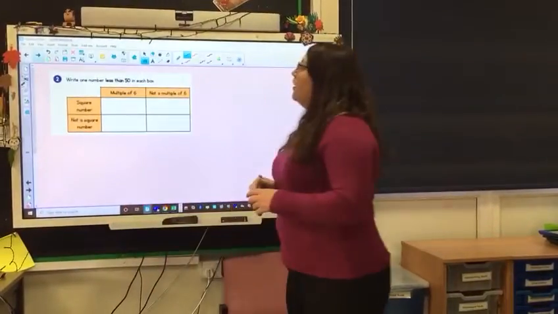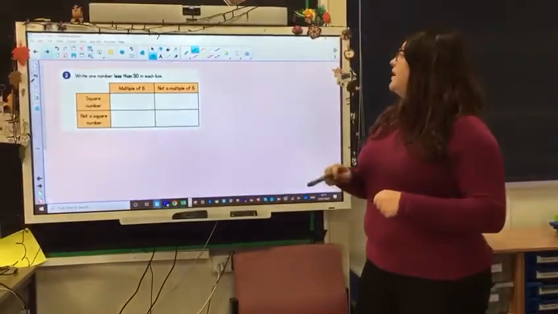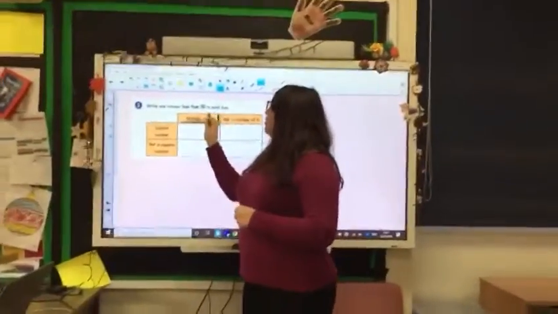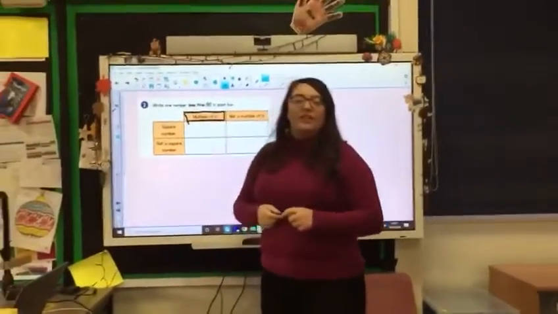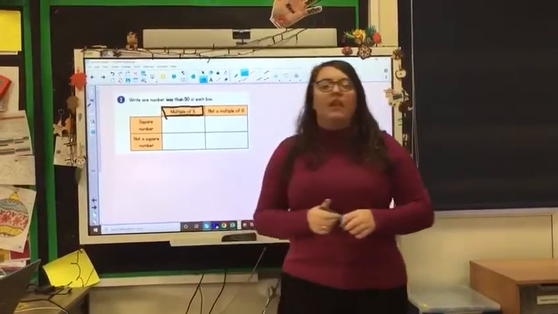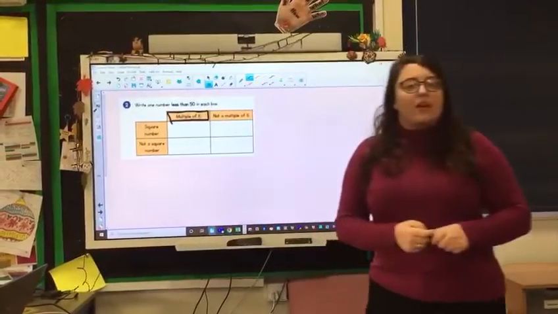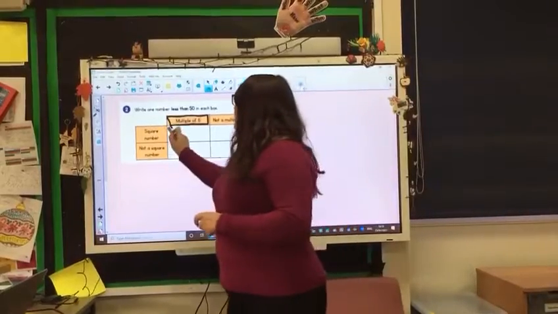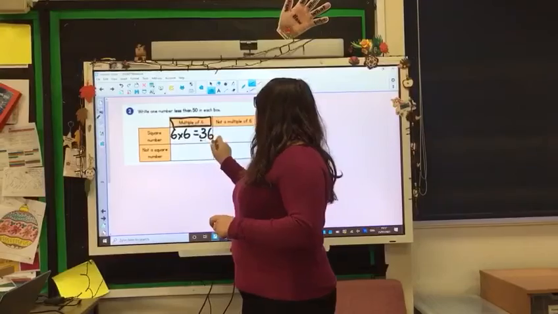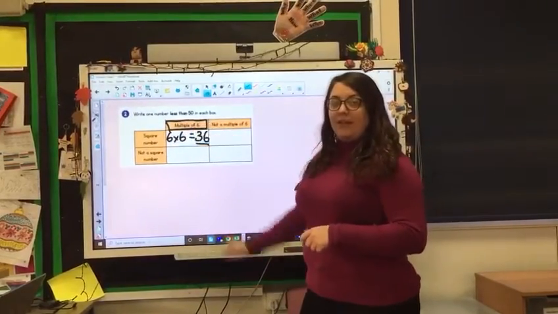Okay, number 2. Now write one number that is less than 50 in each box. So here we want a number that is a multiple of 6, so it is in the 6 times tables. There is also a square number. Now here, what I would say, just find the square number of 6. So 6 times by 6 is 36. So we know that is a multiple of 6. It is a square number and it is less than 50.